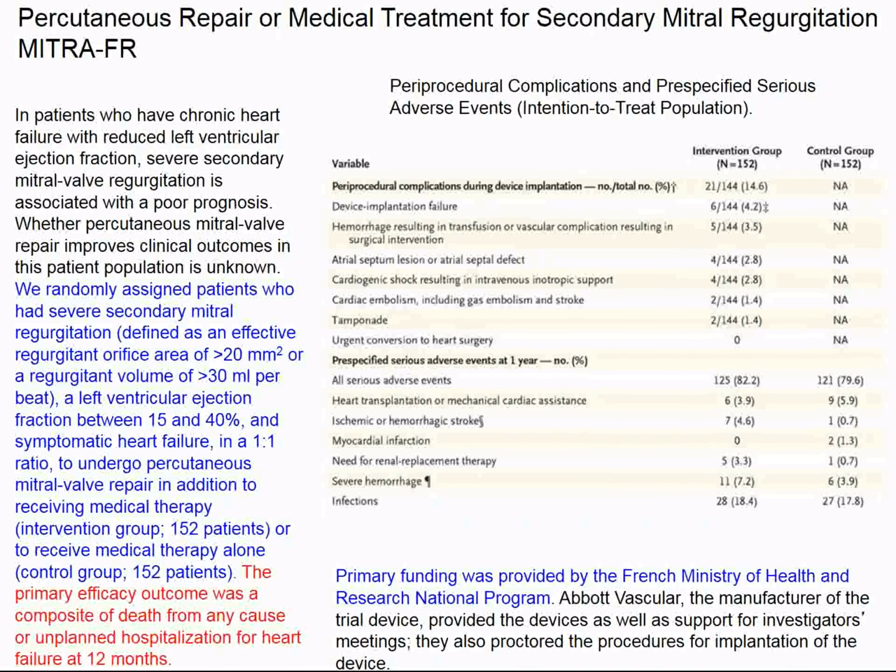moment. But if we look at the adverse events that occurred in the patients that got the clip compared to the patients that didn't, adverse events related to clipping occurred in the clipped patients, but they were relatively uncommon. There were problems with device implantation failure or bleeding for some reason. This is a transeptal puncture, so this is not a trivial intervention. This trial was sponsored by the French Ministry of Health. The valves were donated free of charge by Abbott, that's the company that makes these mitral valve clips.